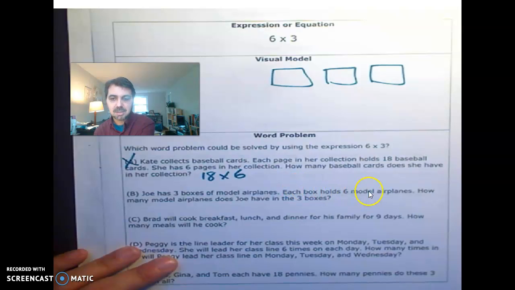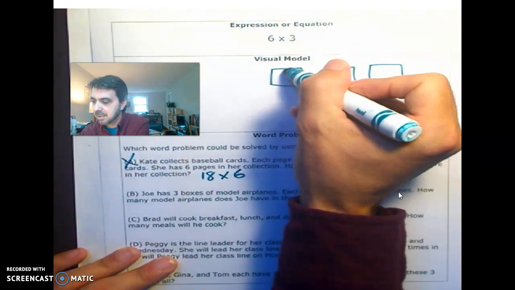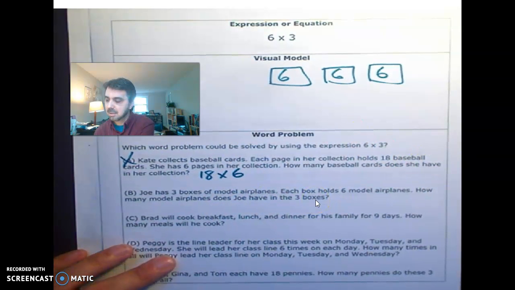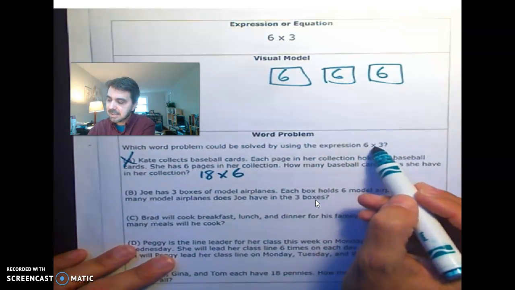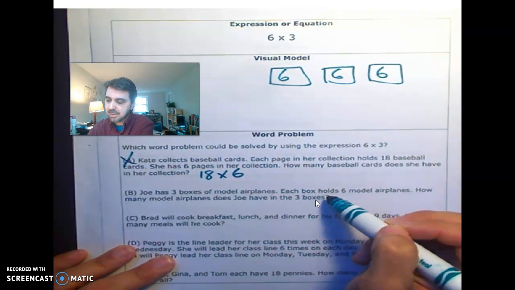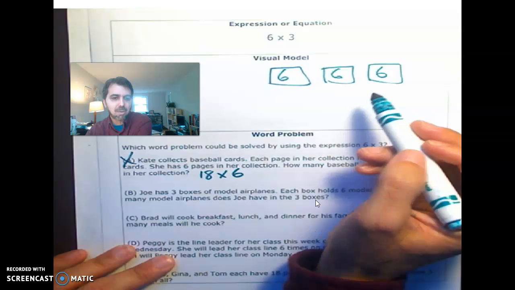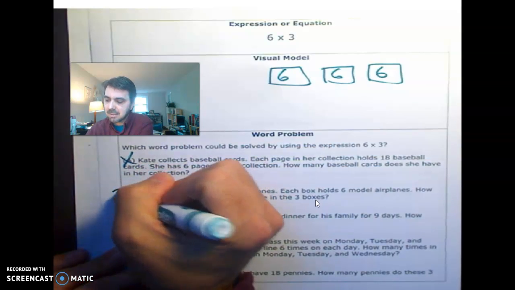Each box holds 6 model airplanes. I'm going to put 6 in each. How many model airplanes does Joe have in the 3 boxes? So does 6 times 3 make sense to help you with that? Maybe you've got 3 boxes, you've got 6 in each box. That might help. All right, so we'll put a question mark next to this one.